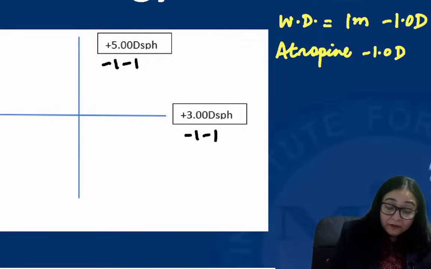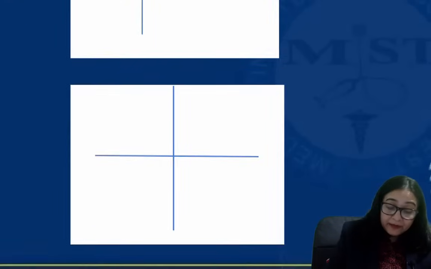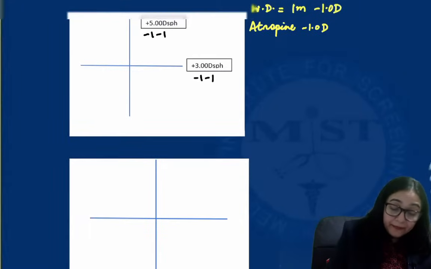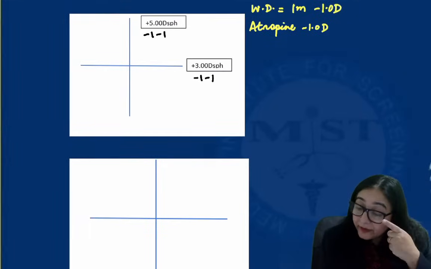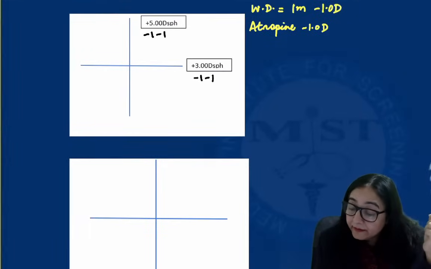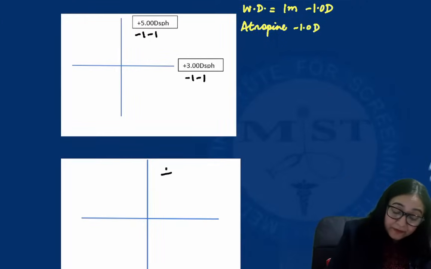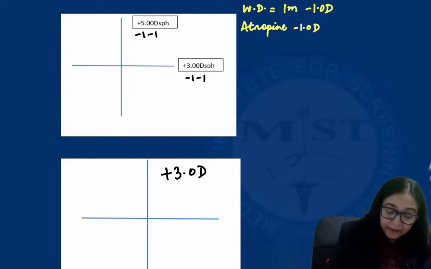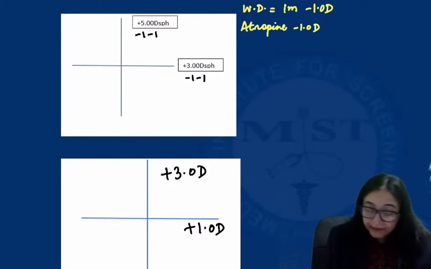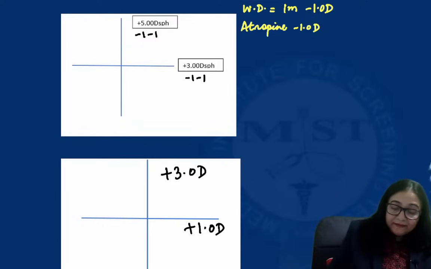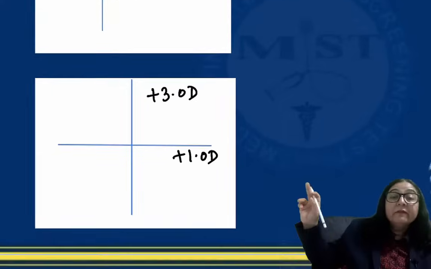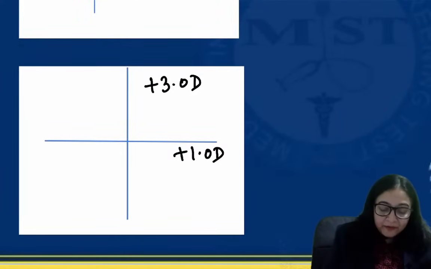Okay, so what does your corrected cross become? Yes, very right. Who is there? Dr. Jacob. Yes, the corrected cross will be +3 diopter and +1 diopter. Okay, so this is the corrected cross and you have to give the glass prescription based upon this.